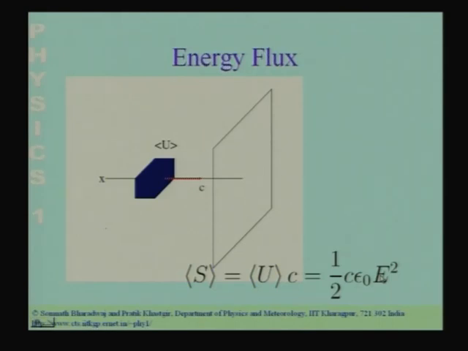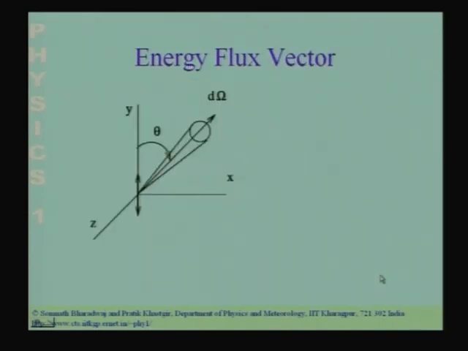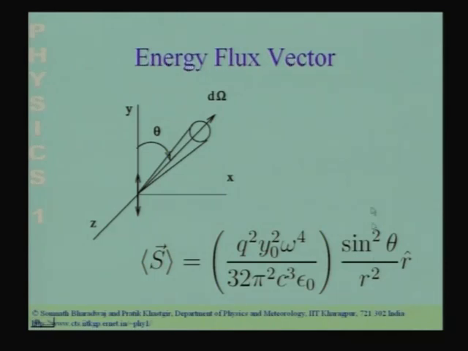Putting in the expression for E which we had calculated, we get the energy flux vector, and this is given by this expression. We have put in the expression for the electric field at any point, and we have also done the time average.